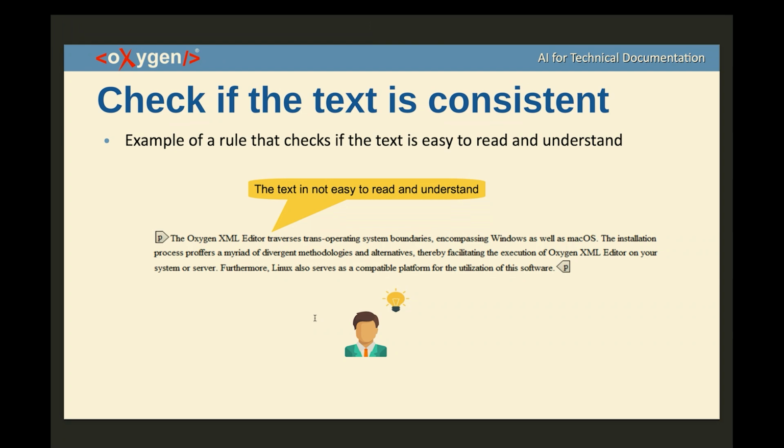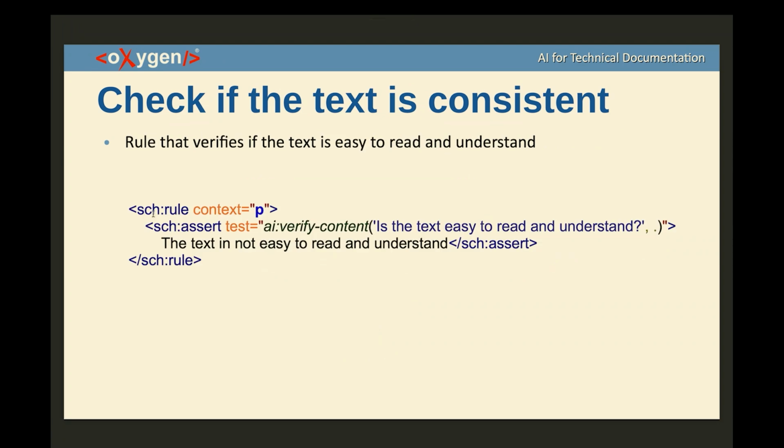So the first example was this with the active voice, with the text, if it's consistent. I have this text here, and I can create a rule for this paragraph to verify if the content is easy to read and understand. So what I do, I define a Schematron rule that matches this paragraph, and then calls the function, and in the function I just add the question that I want to ask. So it's not very complicated. You just need to use this function, ask the question, and pass the content of the paragraph here as input.